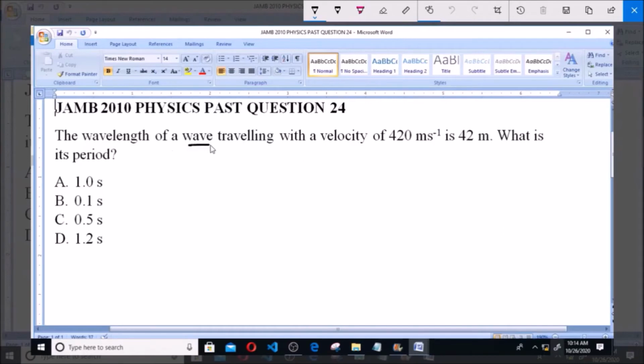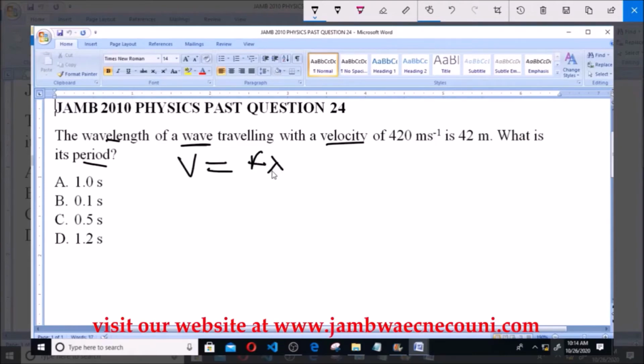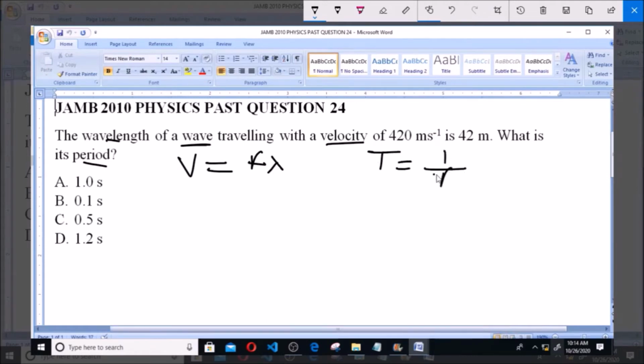So we are looking at waves, and we are dealing with wavelength, we are dealing with velocity, and we are asked to find its period. Now we are going to be using two formulas to solve this question. The first formula, V is equal to F lambda, which is the first familiar wave formula, and the second one, T, which is period, equal to 1 over F.